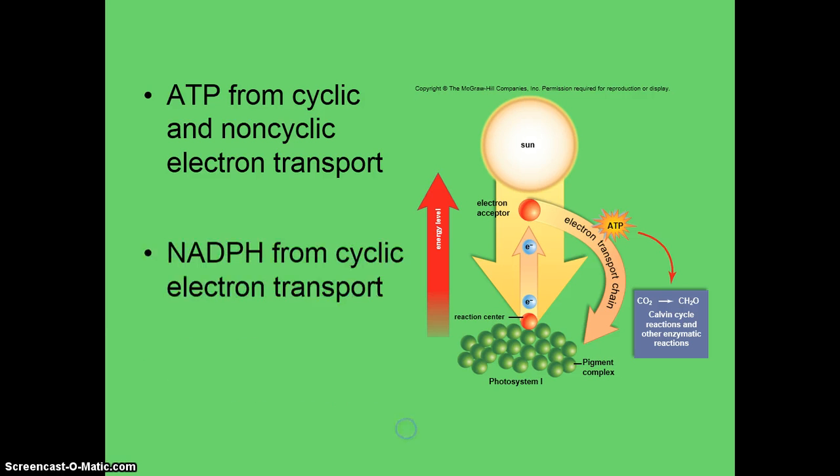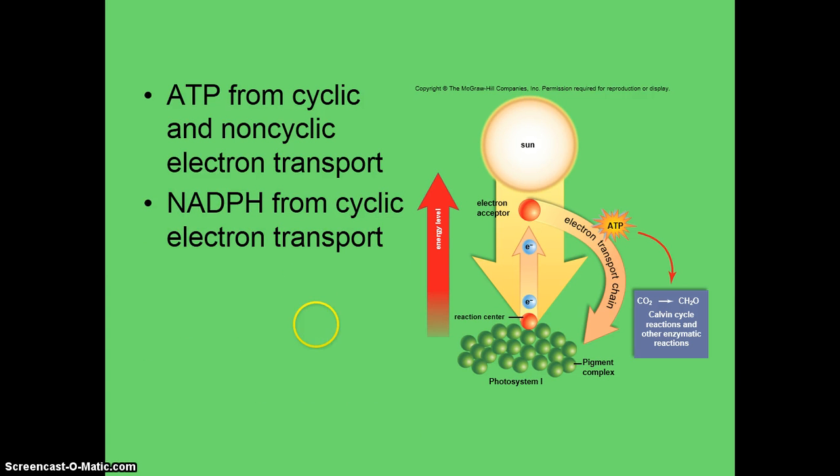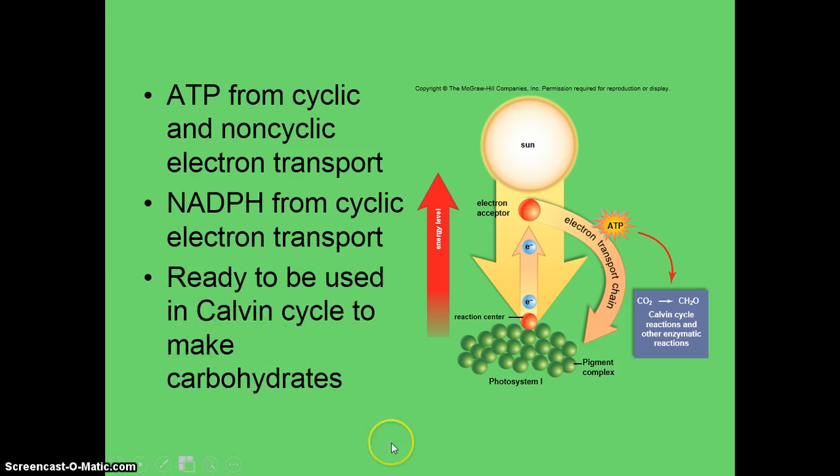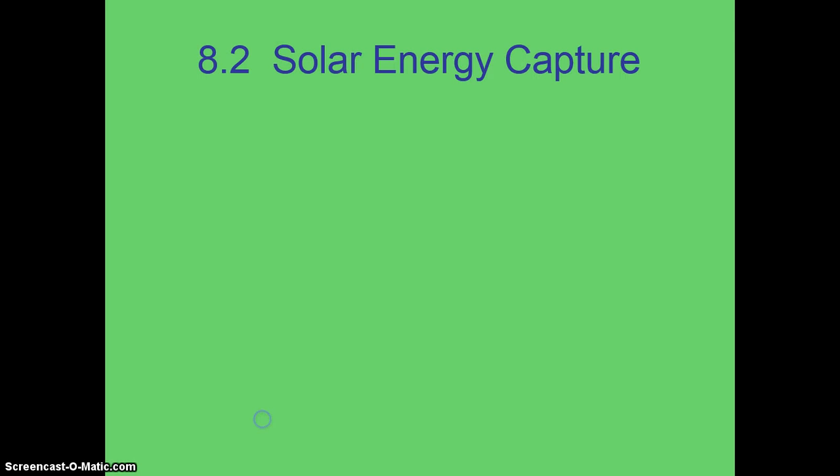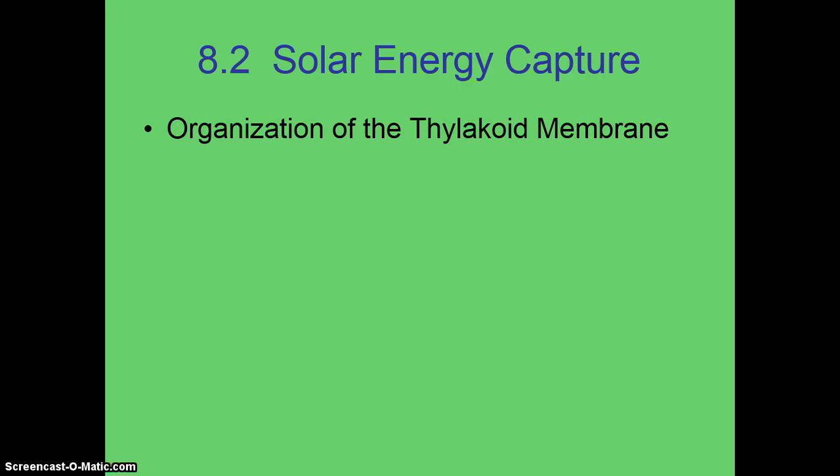The ATP from the cyclic and non-cyclic electron transport, and the NADPH from the non-cyclic electron transport, are now ready to be used in the Calvin cycle to make carbohydrates, which is the second portion of photosynthesis, and that's what we'll discuss in the next lecture.